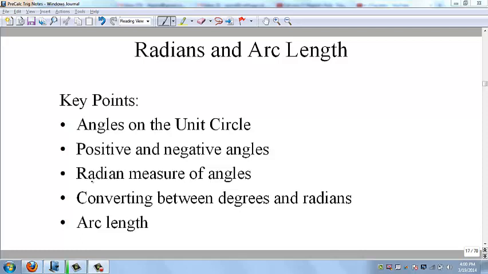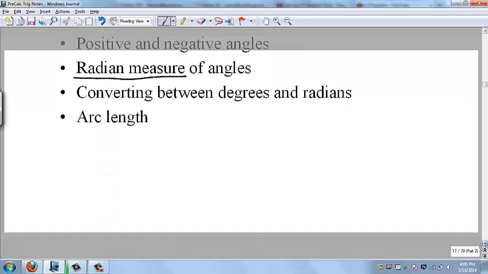Okay, welcome to video 2 on Radians Intro, and we're going to talk a little bit about arc length, but we're going to do angles on the unit circle, positive and negative angles, and radian measures, because we've just focused on degrees right now. We're going to convert between degrees and radians, and we're going to do arc length.